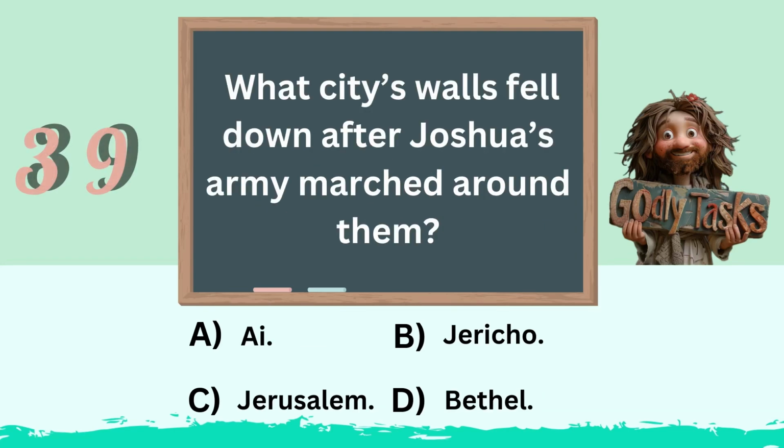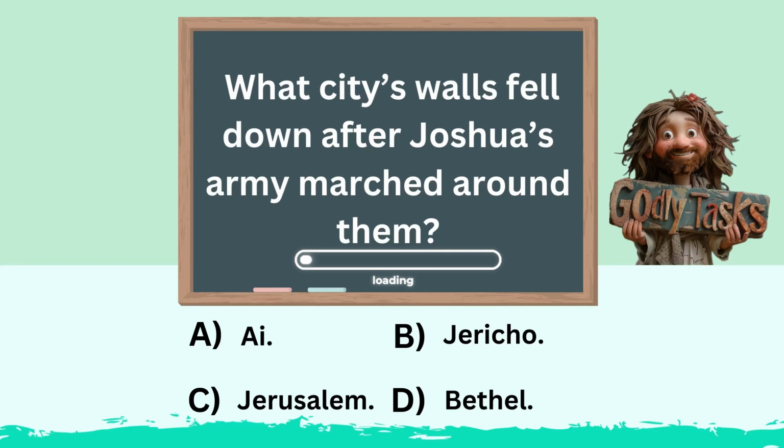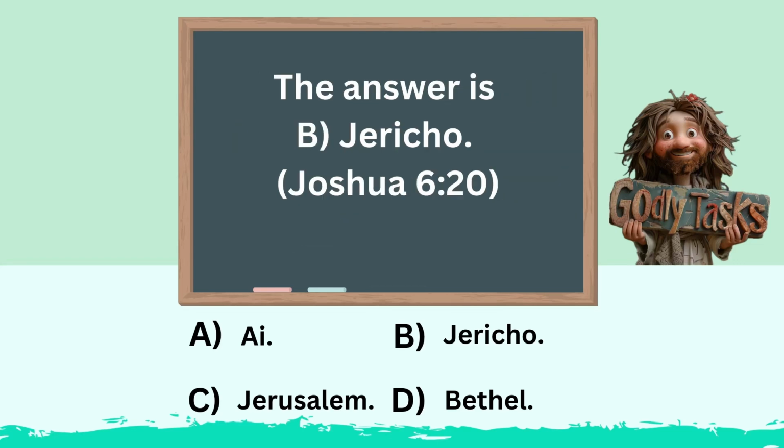Question 39. What city's walls fell down after Joshua's army marched around them? A. Ai. B. Jericho. C. Jerusalem. D. Bethel. The answer is B. Jericho, Joshua 6:20.